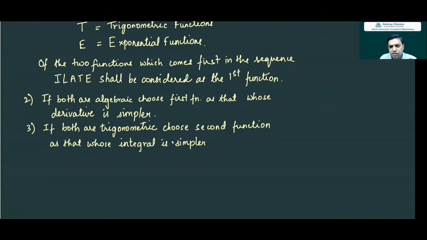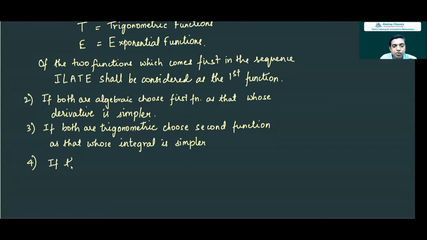Suppose there is secant x and cosecant square x. Integral of cosecant square x is cot x, but integral of secant x is log mod secant x plus tan x. So choose cosecant square x as the second function. That will make the integral easy. This you get by practice.